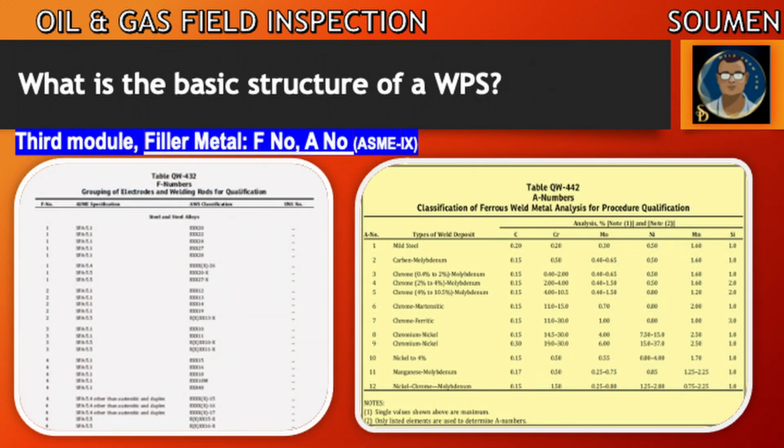From where are we selecting this? From this table. The F number you have to select from this table, QW-432. All filler metals are there. Now the next point is A number. You can see the table at the right side. These are all A numbers. This is basically the grouping of mild steel, carbon molybdenum, based on the percentage of alloying components, a classification of ferrous metal. A number means analysis number for procedure qualification. You can see group number 10, 1, which we have used already in our WPS. We have taken it for example.